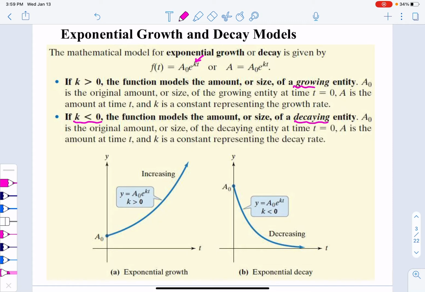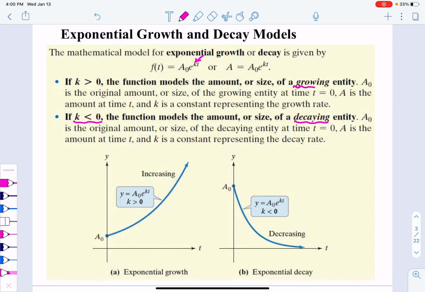So back up to that first one. If our k was greater than 0, we have a growing entity. A sub 0 is the original amount or size of the growing entity at time t equal to 0, the starting point. A is the amount at time t, and k is a constant representing the growth rate. If k is positive, it's going to grow. If k is negative, it's going to decay. Same information on the next bullet: when we have decay, a sub 0 is still the original amount at time t equal to 0, A is the amount at time t, and k is the constant representing the decay rate.